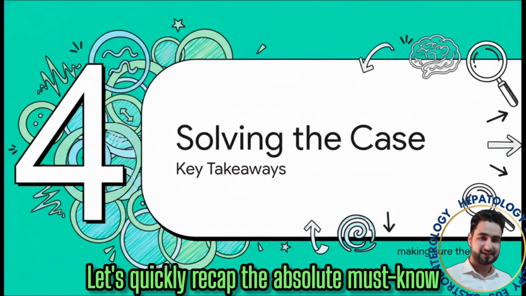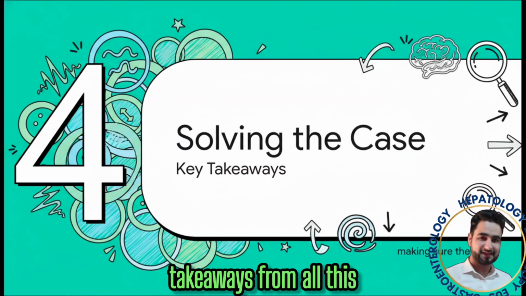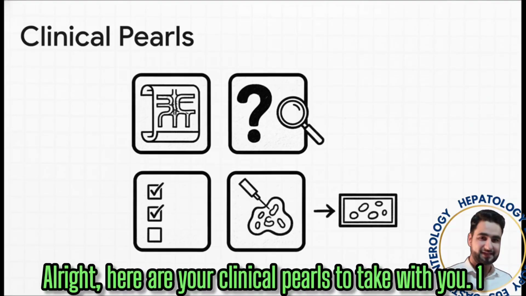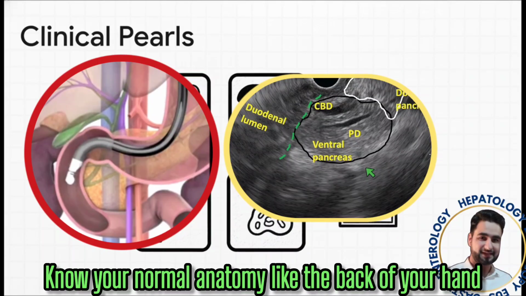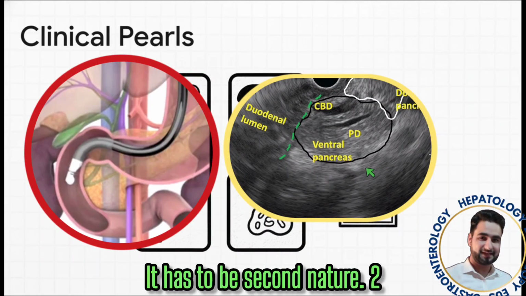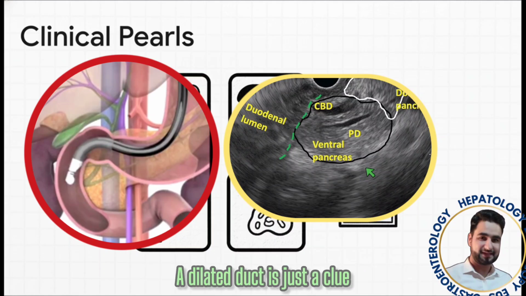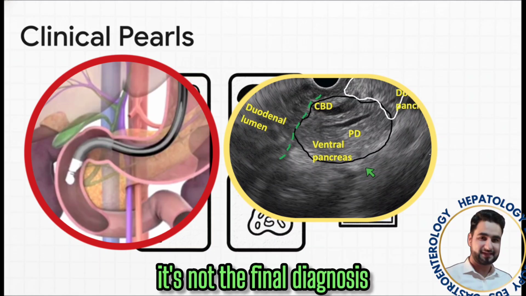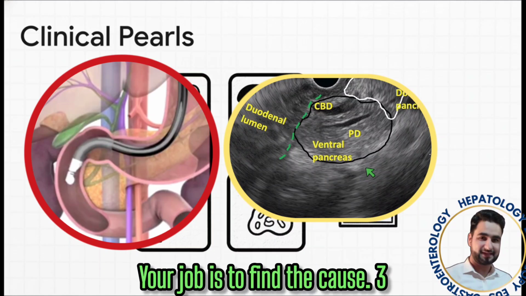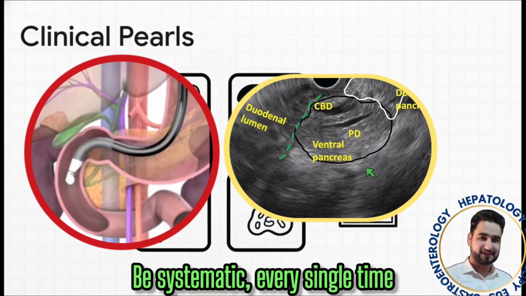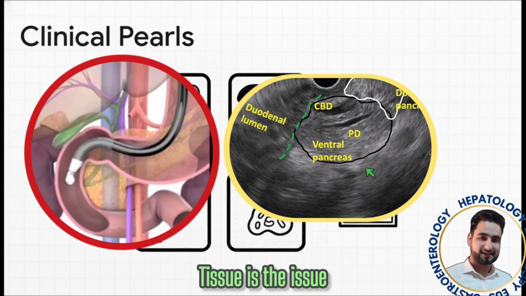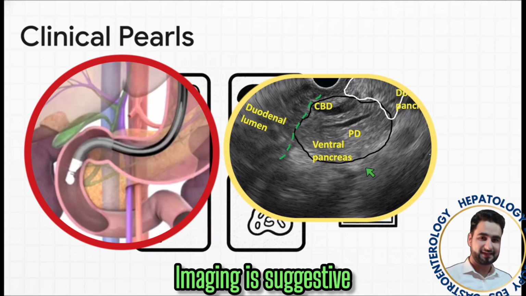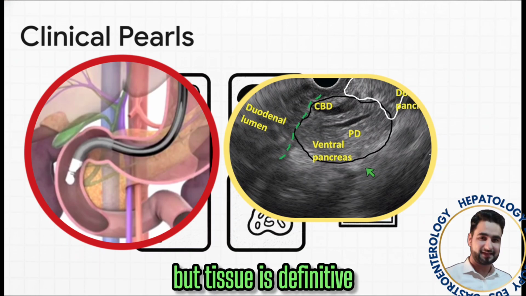Let's quickly recap the absolute must-know takeaways from all this. All right, here are your clinical pearls to take with you. 1. Know your normal anatomy like the back of your hand. It has to be second nature. 2. A dilated duct is just a clue, it's not the final diagnosis. Your job is to find the cause. 3. Be systematic every single time. And finally, always remember this. Tissue is the issue. Imaging is suggestive, but tissue is definitive.